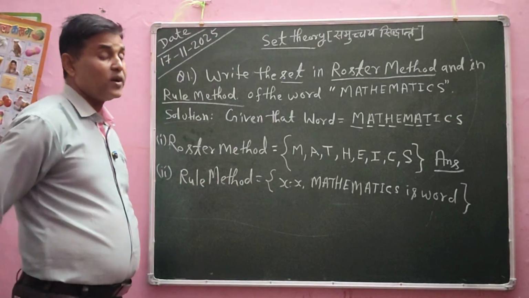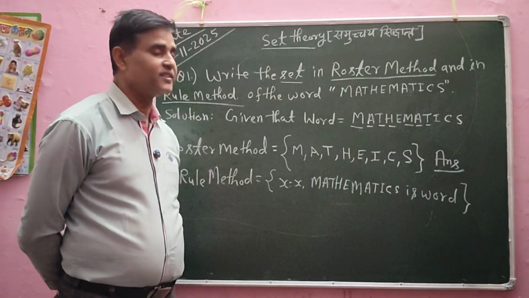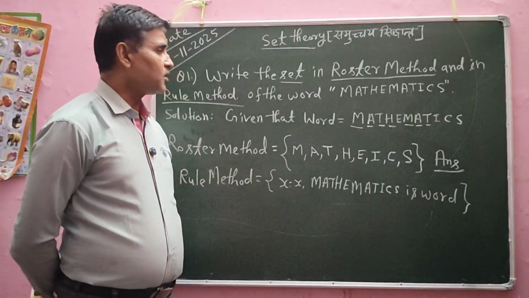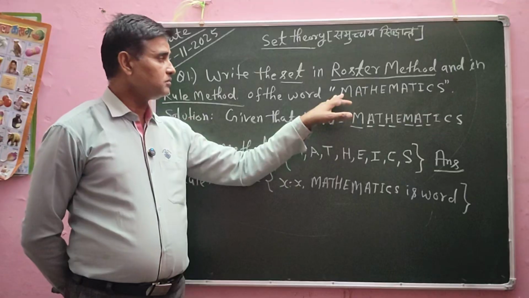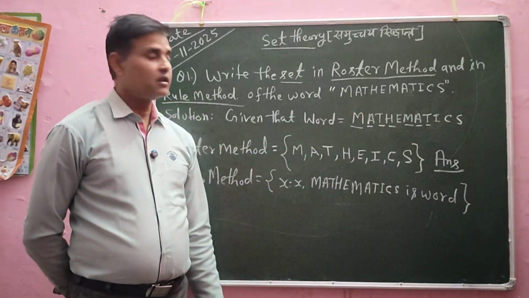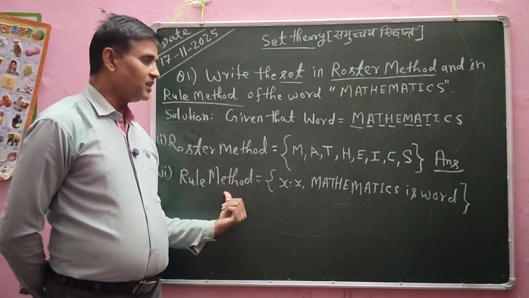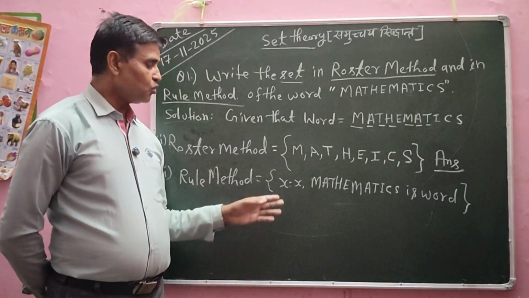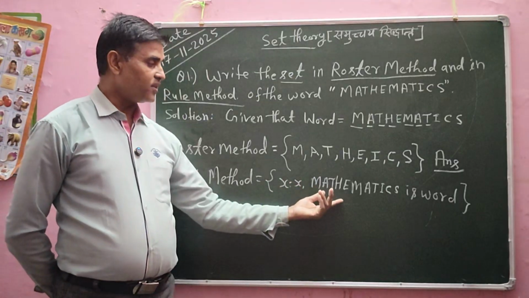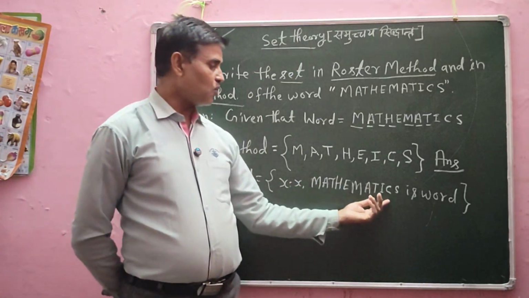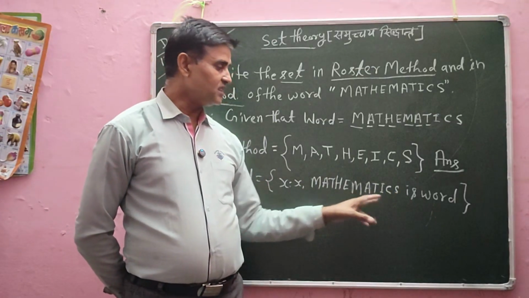Okay, students who are reading in English medium and also in CBSE board, those students can understand its concept in detail, because if any word is given, we can write its two sets. One set will be in roster method and other set will be in rule method. So rule method is that we have to write x such that x is a word, that is mathematics word. Yeah, mathematics is a word, this is a word.